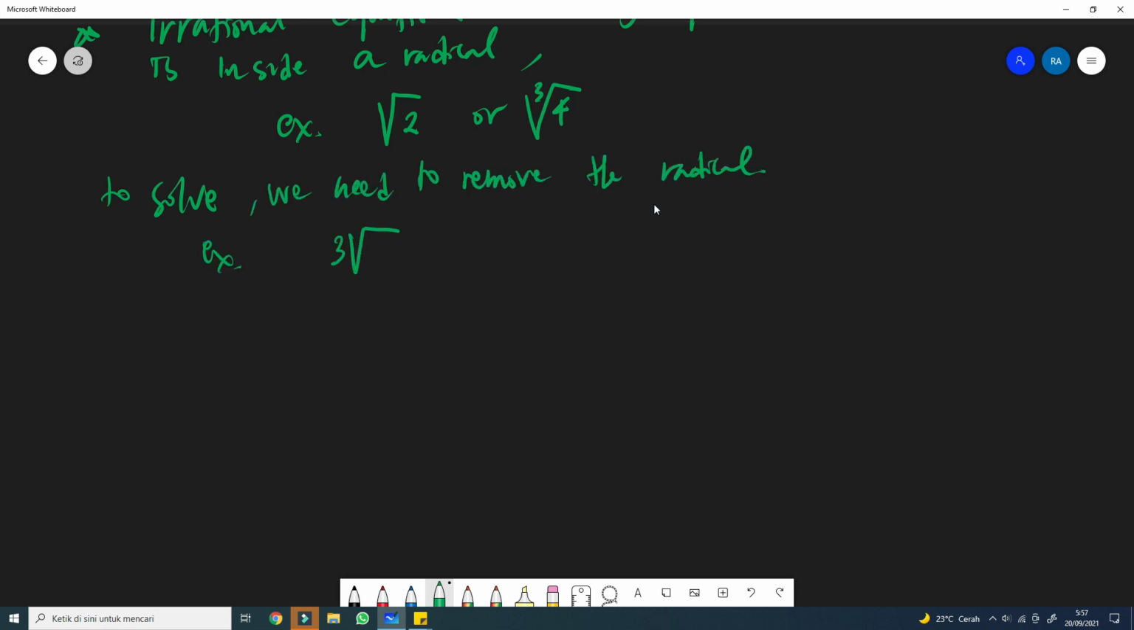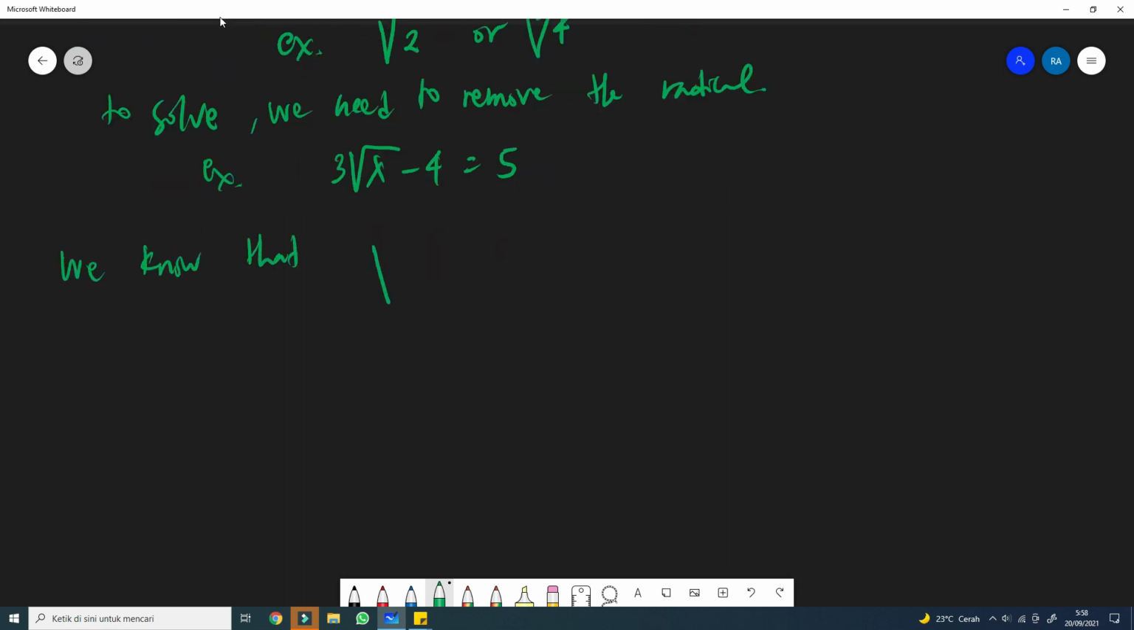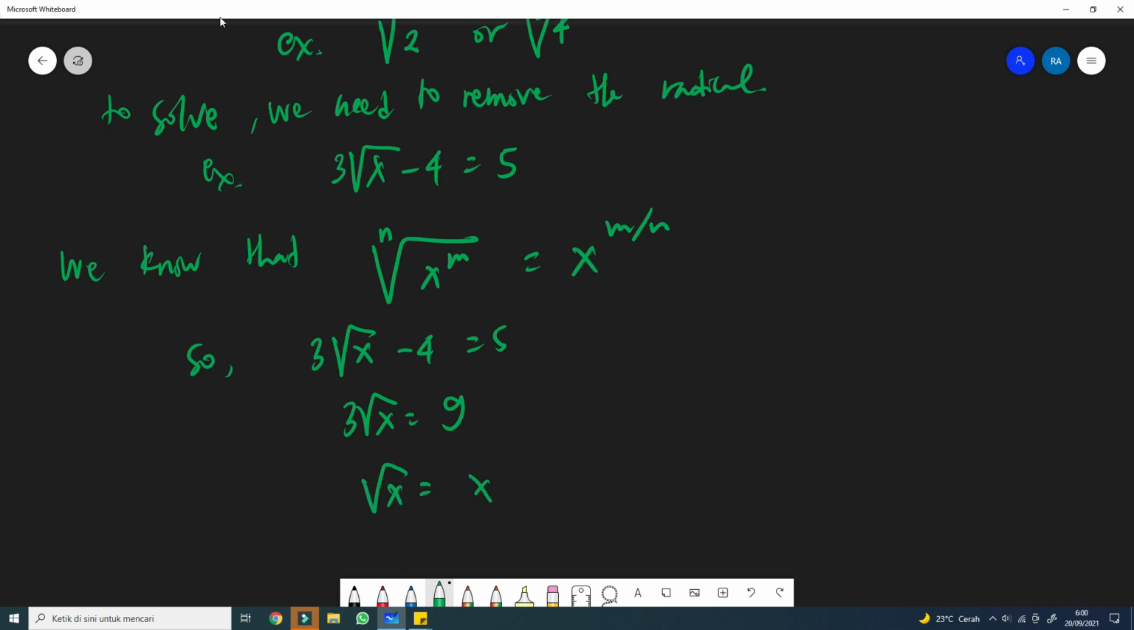Example, 3 times square root of x minus 4 equals 5. We know that the nth root of x to the power of m is equal to x to the power of m over n. Then 3 times root of x equals 9. Then we divide both sides by 3 and we get root of x, which is x to the power of 1 over 2, equals 3. Then it can be written as x equals 3 squared, which is equal to 9.